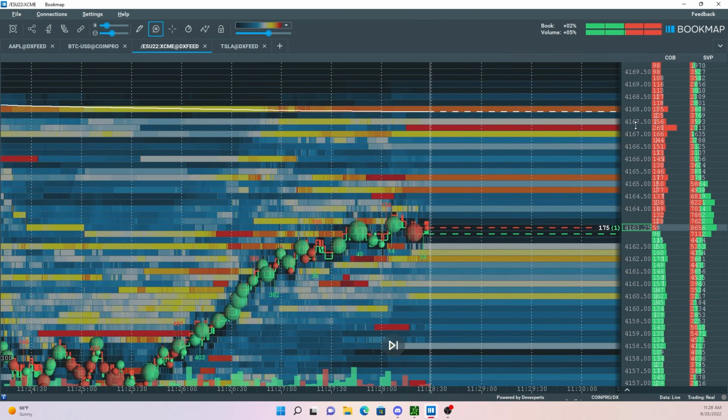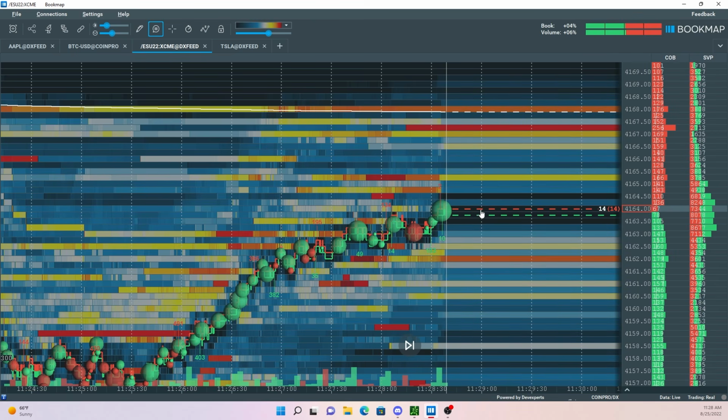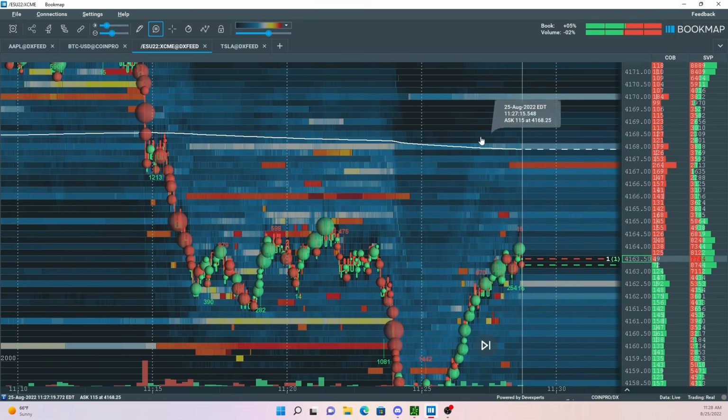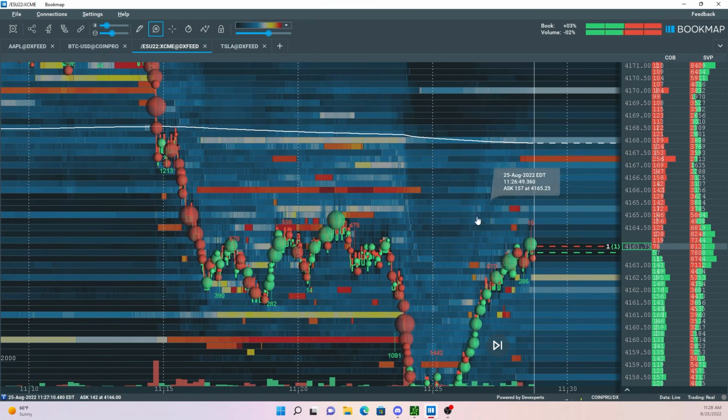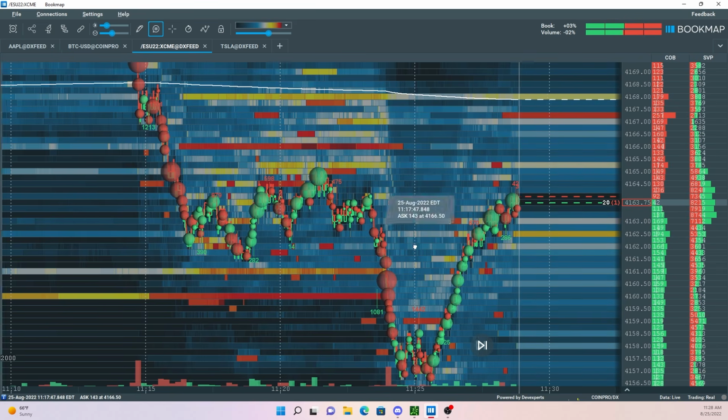So again, with Bookmap, you can visually see exactly where these buyers and sellers are sitting in the market. These huge buy and sell orders, they kind of act like a magnet in the market. So last week, unfortunately, I didn't get this recorded. I think it was on Tuesday. It was either Tuesday or Monday. Unfortunately, I didn't get it recorded.